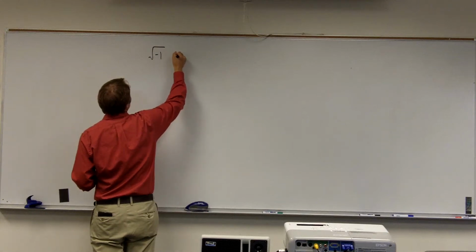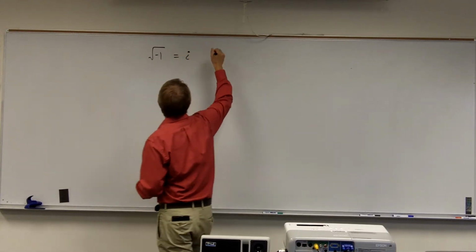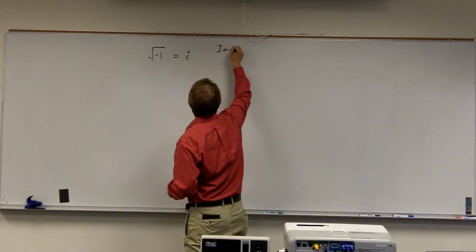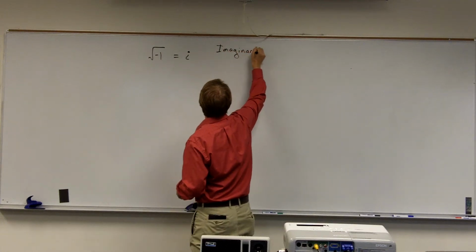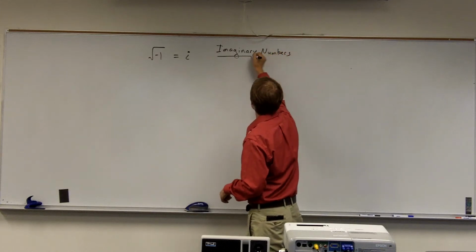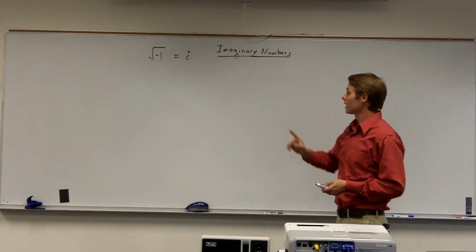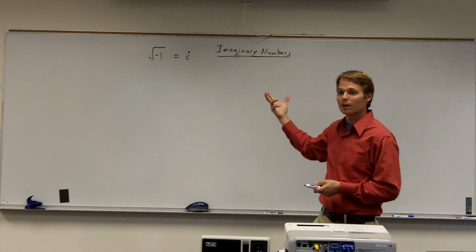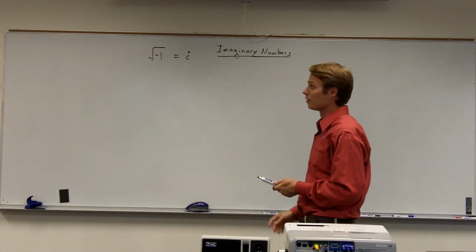This is what we call our imaginary number i. So we can go into this whole world of what we call imaginary numbers. And that's exactly how we're going to interpret that. Every time we see the i, we're going to interpret this as the square root of -1.